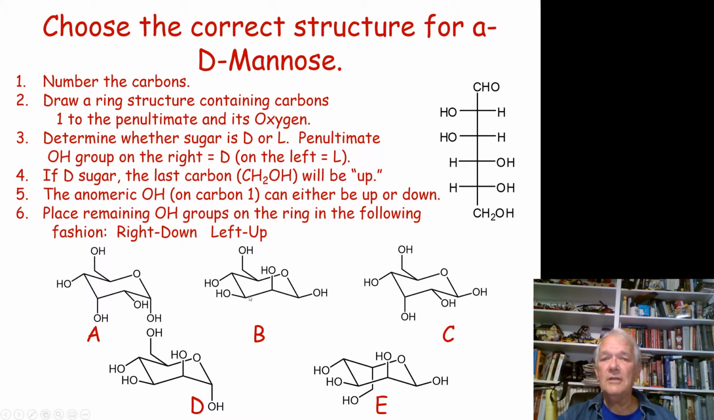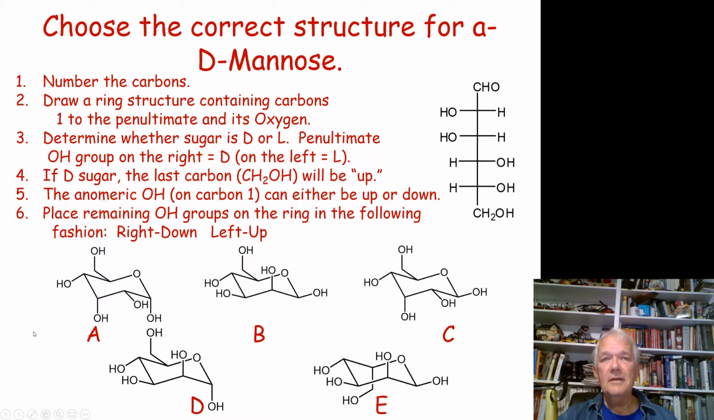So let's go through this. D sugar, so it's A, B, C, or D. It's alpha, so the OH has to be trans to the side group. A here is alpha, D here is alpha, B is beta, and C is beta. So it's either A or D. Then for the OH groups, the right-hand side is down and the left-hand side is up. So here we have up, up, down. It's D. So this is D mannose.